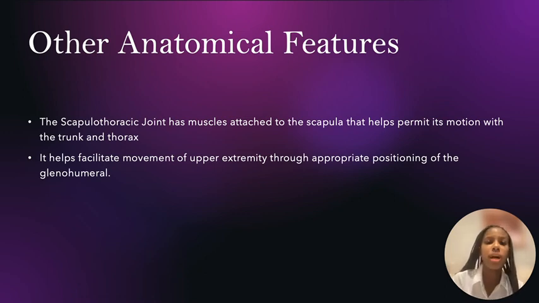Okay, so other anatomical features: the scapulothoracic joint has muscles attached to the scapula that help permit its motion with the trunk and the thorax. It helps facilitate movement of the upper extremity through appropriate positioning of the glenohumeral joint.